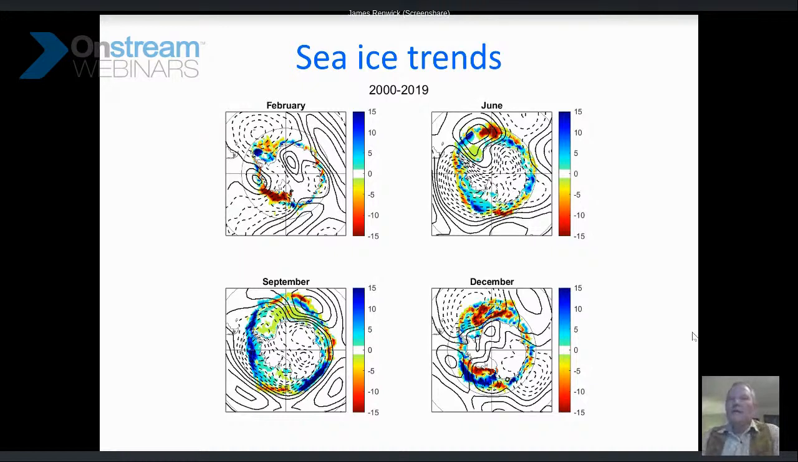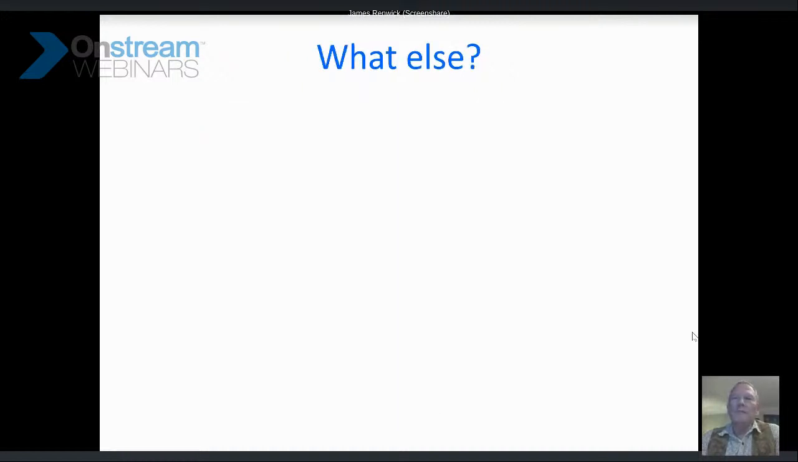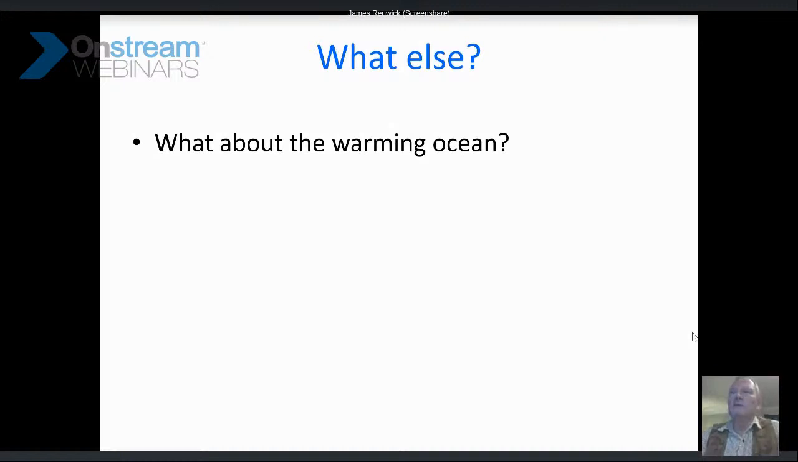Okay, so that's a long story about how the atmosphere affects the sea ice field, and there's an amazing amount of mileage you can get out of that. It really is a dominant feature of what happens to the sea ice. But what else is going on? What haven't I talked about? Well, the sea ice is frozen seawater, so what the ocean does must be important. So what about the fact that the ocean's warming?